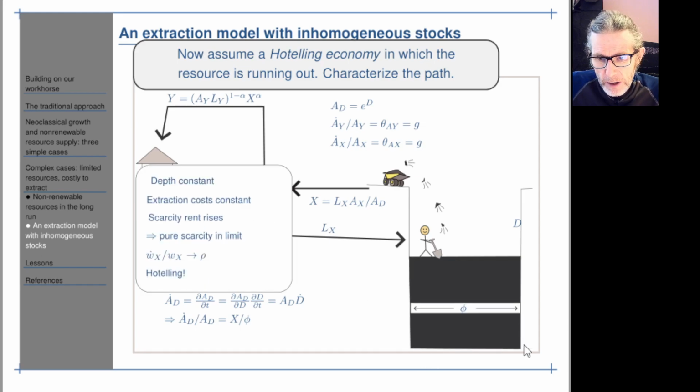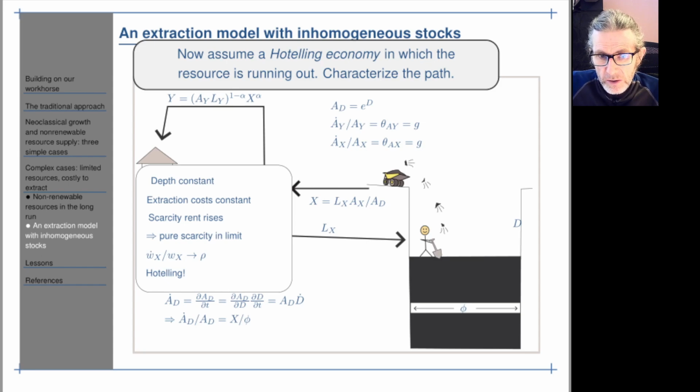So if we're very near the bottom here, imagine this is the bottom of our stock, then depth is more or less constant, right? Because our extraction rate must be trending towards zero, where instead of scratching the surface, we're now sort of scraping the bottom of the barrel. If depth is constant, that means that AD is constant. AX is growing, but so is the wage. So extraction costs will be constant because those two cancel each other out.